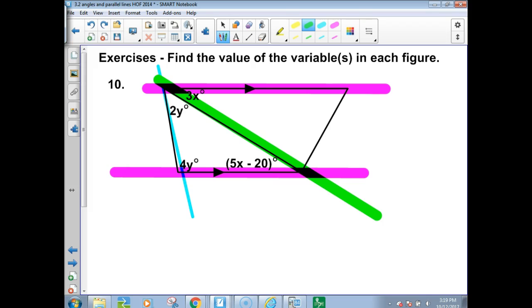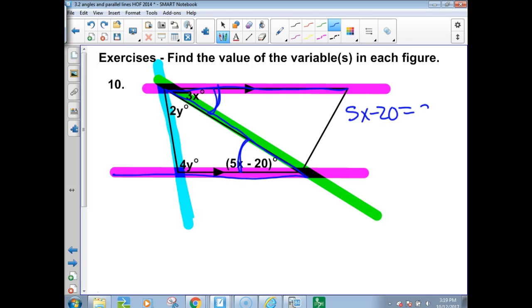That's what I need to pay attention to on this diagram. Okay, there are multiple ways to do a couple of the things on here. However, the first thing is to find x. You see the z? Those are alternate interiors, so they're equal. So 5x minus 20 equals 3x.